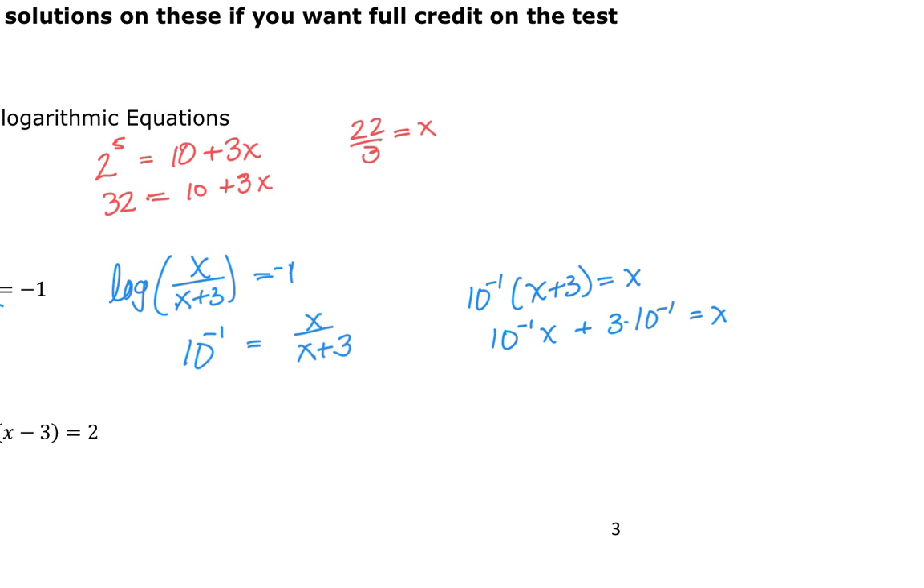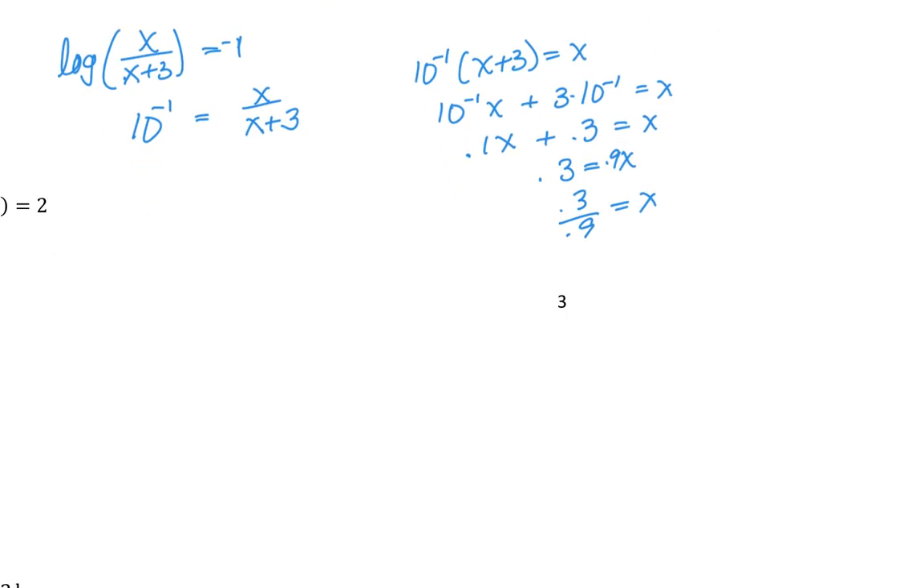Since 10 to the negative 1 is 0.1, this is really 0.1x plus 0.3 is equal to x. 10 to the negative 1 is 1 over 10, which is equal to 0.1. I'm going to subtract 0.1x from both sides, so I have 0.3 is equal to 0.9x. I'm going to divide both sides by 0.9, so 0.3 divided by 0.9 is equal to x. So 1/3 is equal to x.